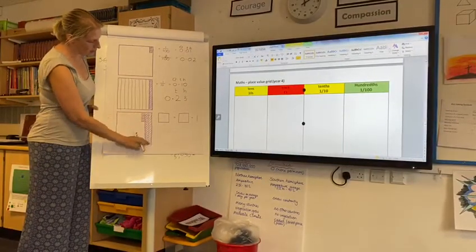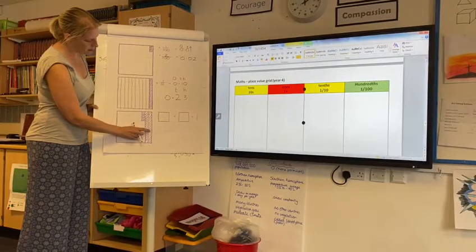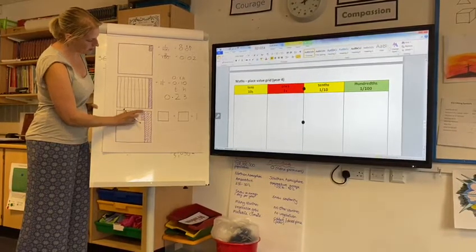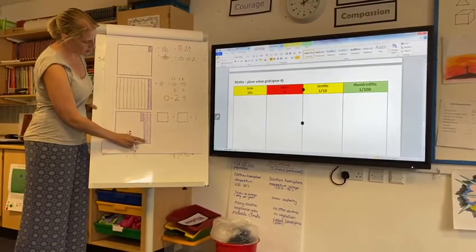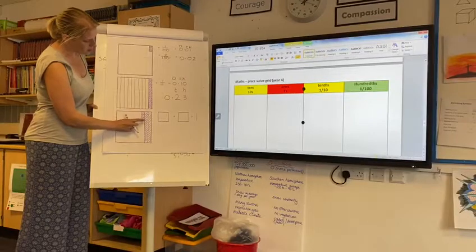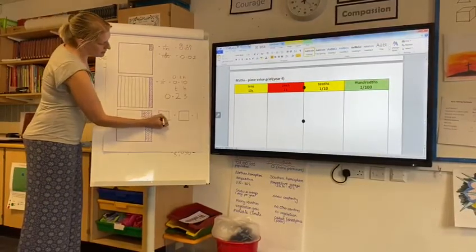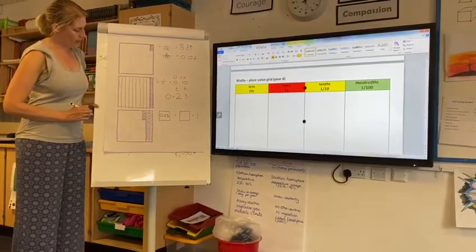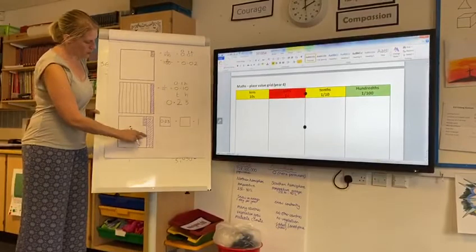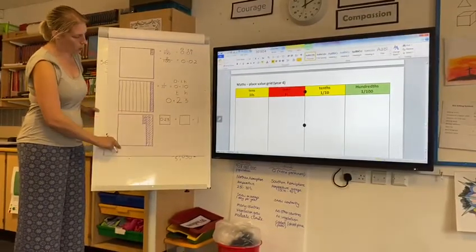Remember, we said there were 10 in a column. 1, 2, 3, 4, 5, 6, 7, 8, 9, 10, 11, 12, 13, 14, 15, 16, 17, 18, 19, 20, 21, 22, 23. So we would write this, as I've just said, as 0.23.